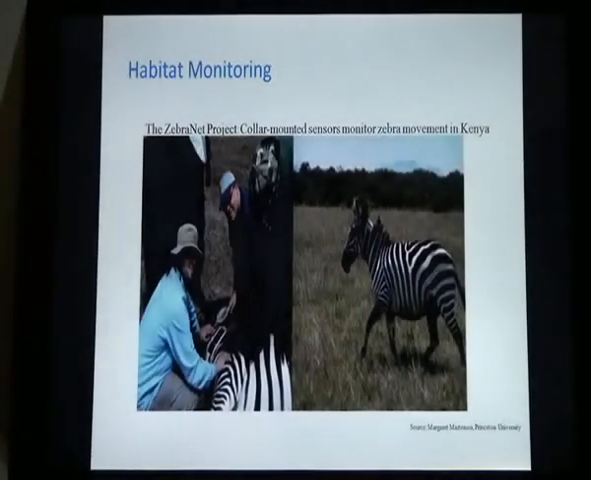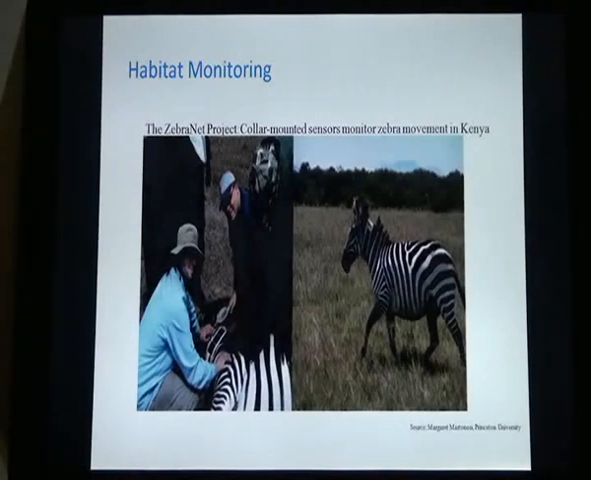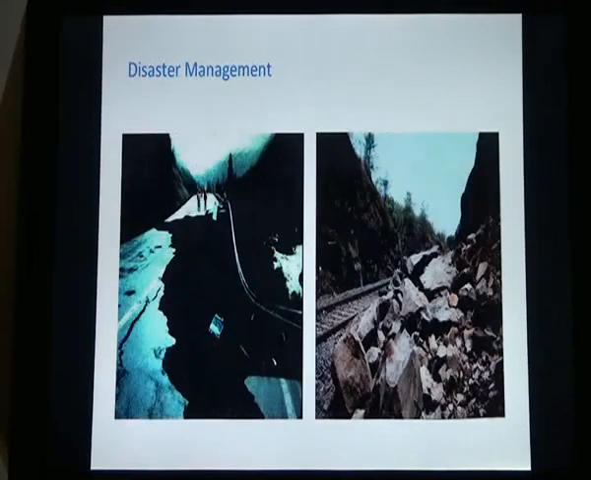For habitats, the ZebraNet project is a project which is used to monitor the movement of zebras in Kenya. The zebras are collar mounted with sensors and you get the position of the zebra in a given area. As far as disaster management, you can deploy sensors to detect landslides or other natural calamities well in advance before the disaster occurs.